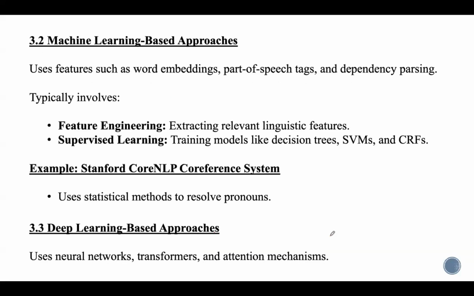Second one is machine learning based approaches. Machine learning based coreference resolution involves training models on labeled datasets to predict coreference links between mentions in text. These models learn patterns from data instead of relying on manually crafted rules, making them more flexible and scalable. The steps involved here are: first, mention detection, that is, identifying all possible mentions like pronouns, named entities, noun phrases from the text.